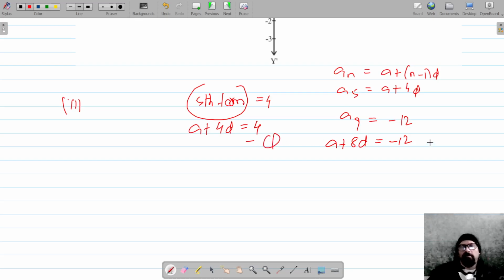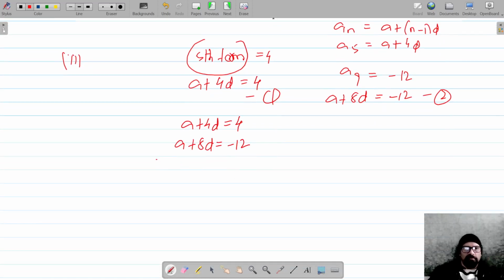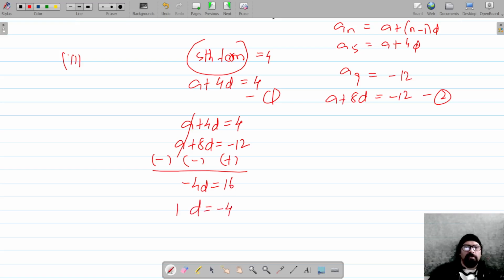So this is equation 1, this is equation 2. So a plus 4d is equal to 4, and a plus 8d is equal to negative 12. Subtracting, a cancels out, and 4d minus 8d is negative 4d is equal to 16. So d is equal to negative 4, and that means we have got the common difference.